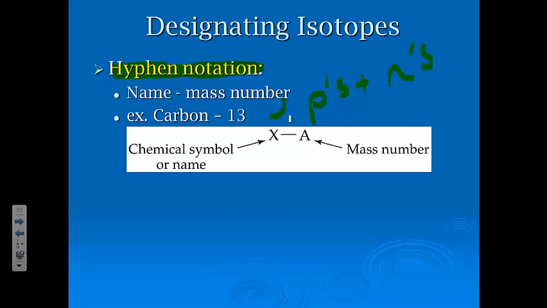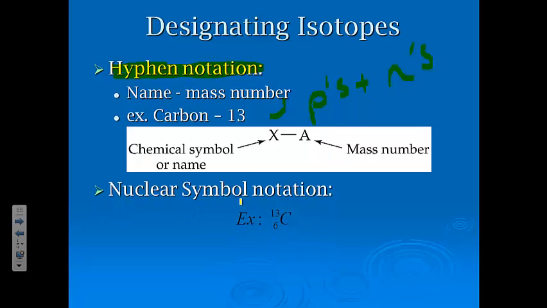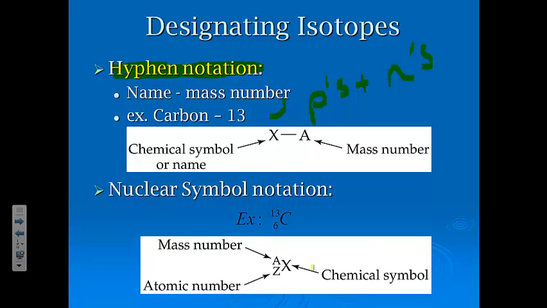So for example, you have the hyphen, hence the name hyphen notation. The nuclear symbol notation is a little bit different. You have the chemical symbol, and then you write the mass number and the atomic number. Now the atomic number is going to be, remember, the number of protons. Mass number, I know it's a little bit tough to read, but it's what is working right now, is the number of protons and neutrons.